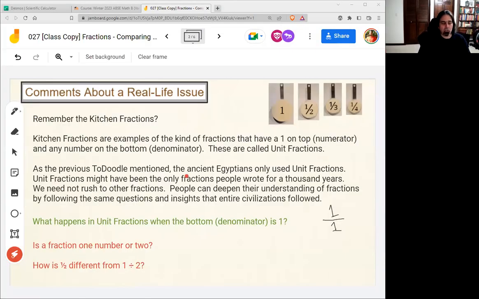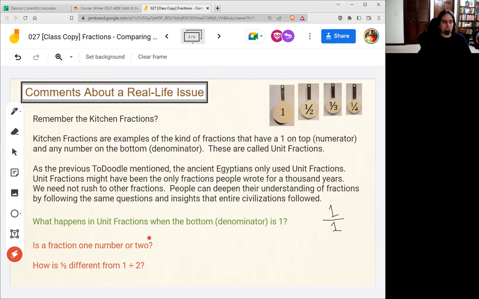Next to doodle, it starts with a very similar picture. What happens in unit fractions when the bottom is 1? Well, 1 over 1, that's this one. That's my whole measuring cup. I have one piece and I have it. So that's just a whole cup of something.